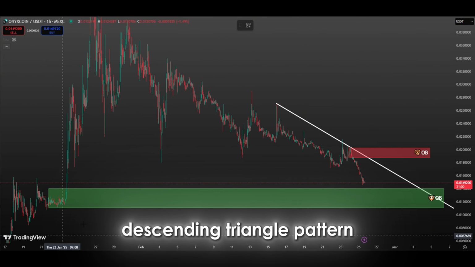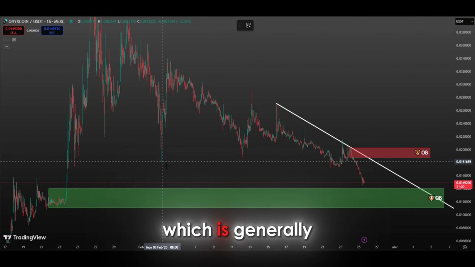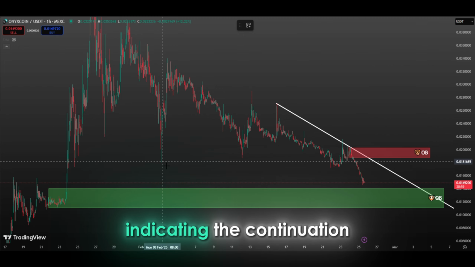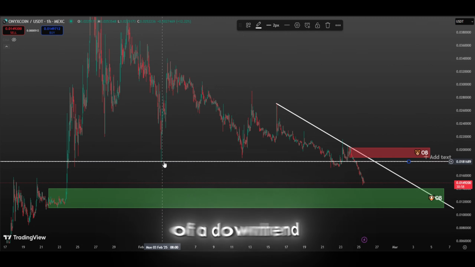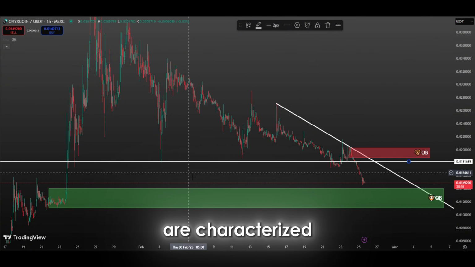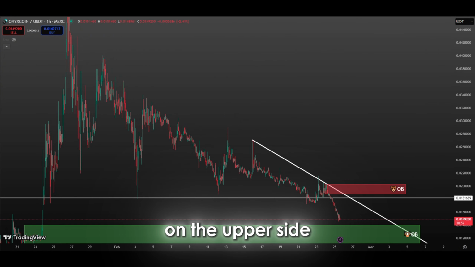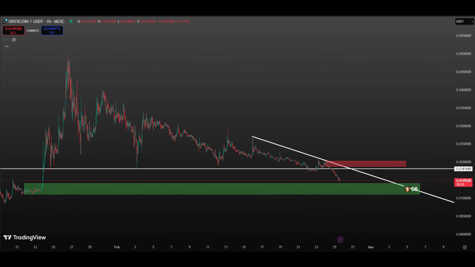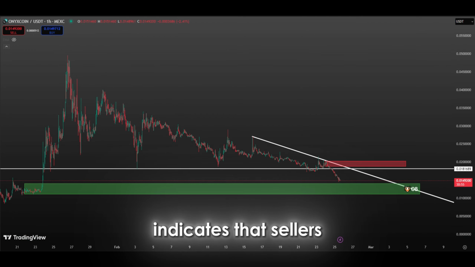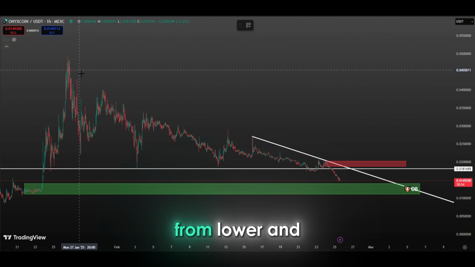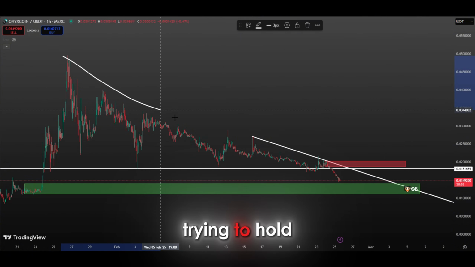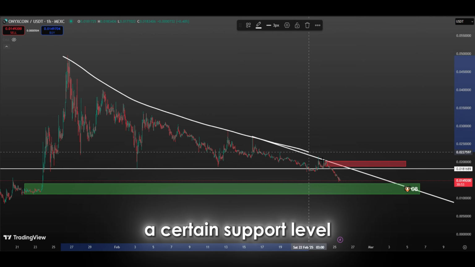There was a descending triangle pattern on the chart, which is generally considered to be a pattern indicating the continuation of a downtrend. Descending triangle patterns are characterized by descending peaks on the upper side and a horizontal support line on the lower side. The formation of this type of pattern indicates that sellers are creating selling pressure from lower and lower levels, and buyers are trying to hold the price at a certain support level.